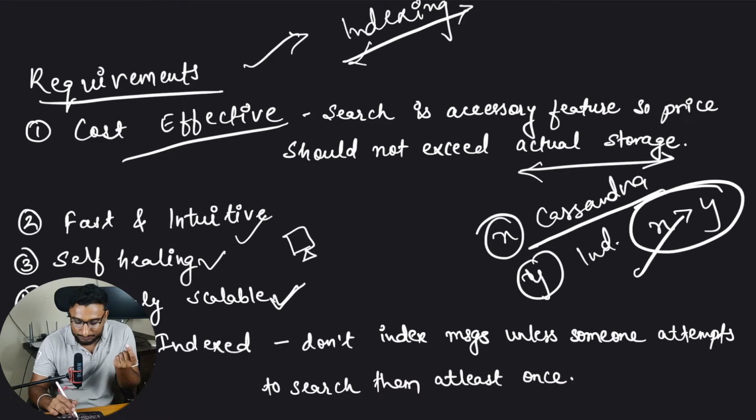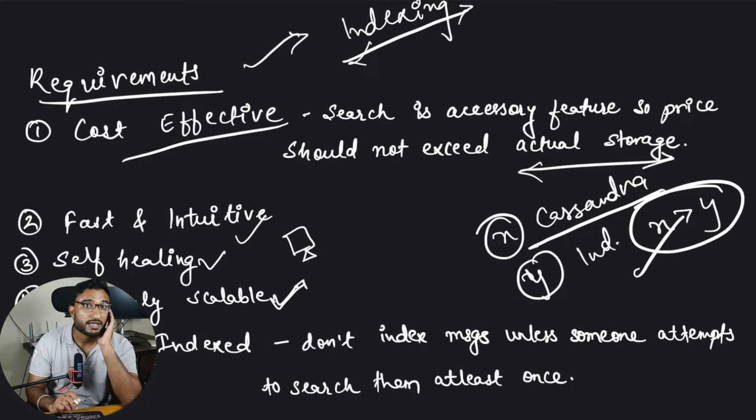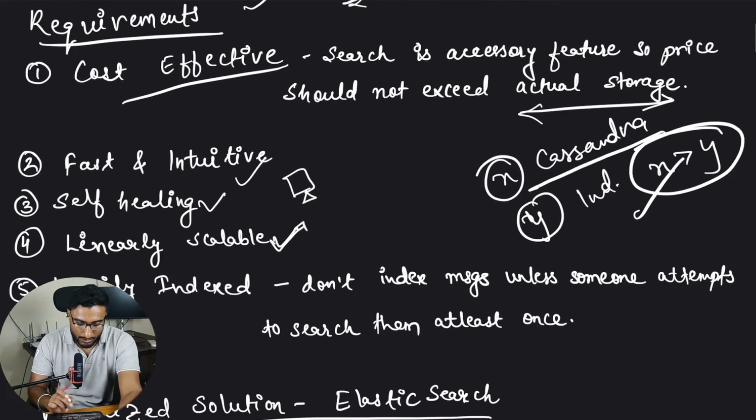Linearly scalable. Whenever I want to index more data, I should be able to add more nodes to it easily, right? There should not be a scenario where I have to think of the system again, or figure out on my own how to make my solution linearly scalable. It should be built in.